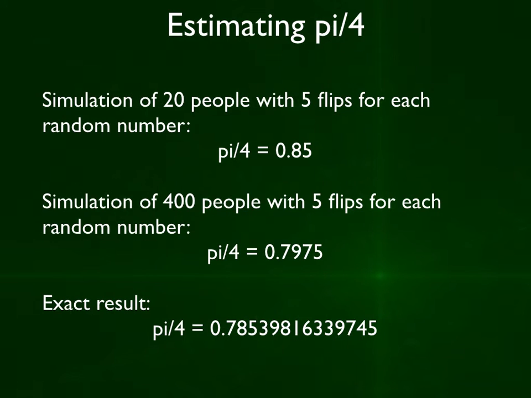So let's try this out on a computer first, and then you try it out in your own group. What I found was a simulation with 20 people generated a value of pi over 4 of roughly 0.85, and with 400 people it was about 0.7975. So this actually compares nicely to the exact result of pi divided by 4, which is roughly 0.785.